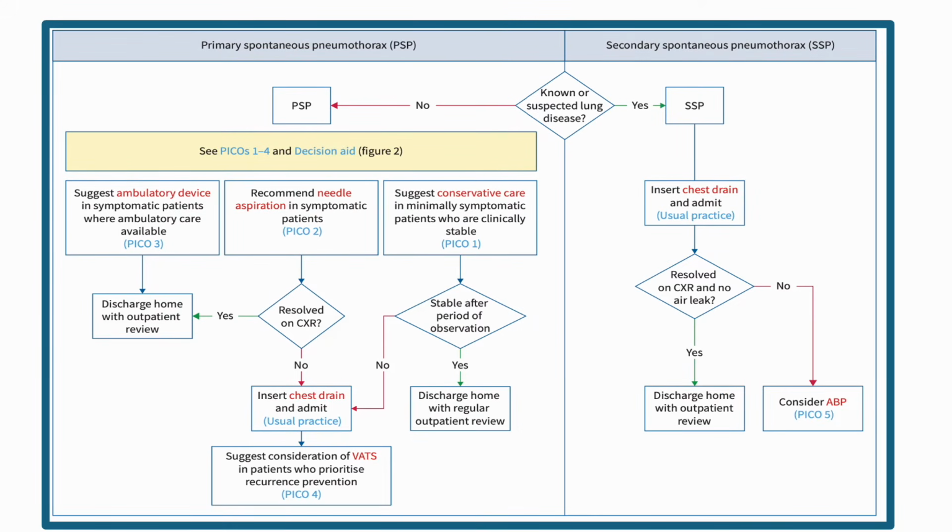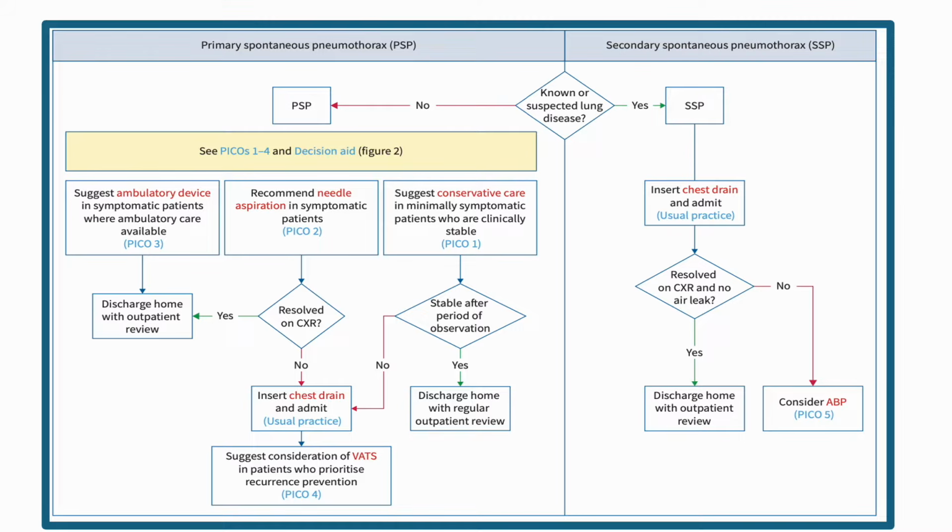So this is a very, very important flowchart that summarizes a lot of these recommendations. It divides primary spontaneous pneumothorax and secondary spontaneous pneumothorax. For patients who don't have a suspected lung disease, it would be PSP, and for patients who have a suspected lung disease, it would be secondary spontaneous.